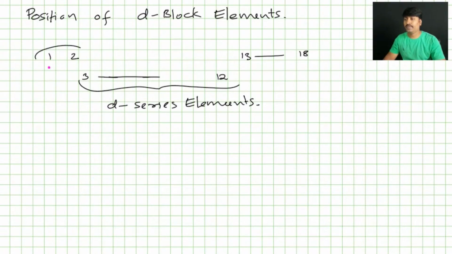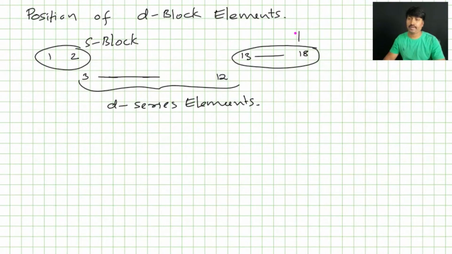So 1 and 2 together we can call them S block elements, and 13 to 18 we call P block elements, and 3 to 12, whatever the groups are there, they belong to the D series. They exist between the S block elements and P block elements. Now the property is also very similar here. The properties of the D block elements are in between the S and P block elements, and because of that reason they are called transition elements.